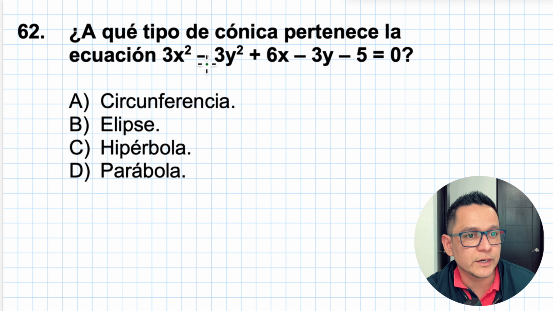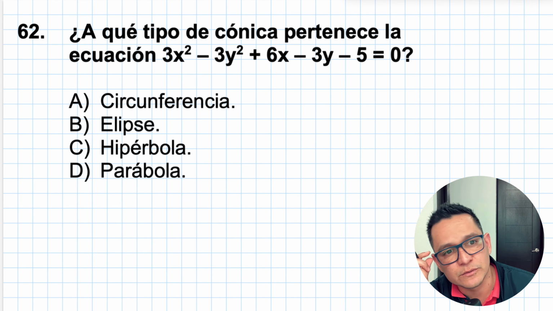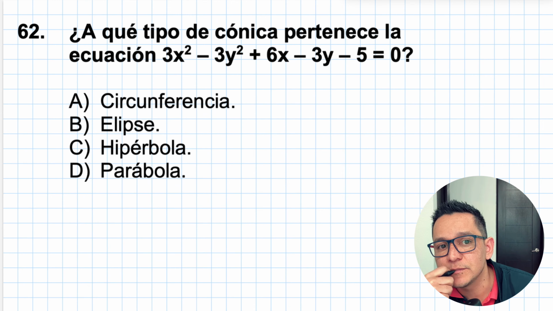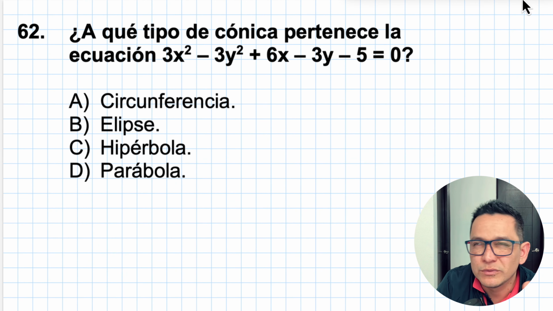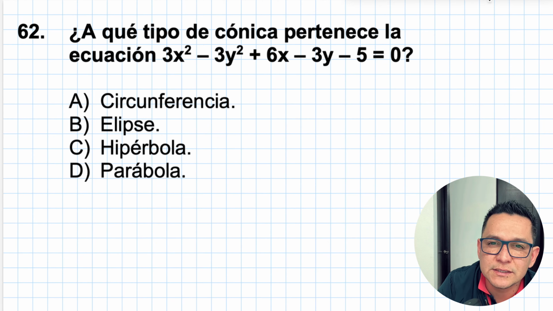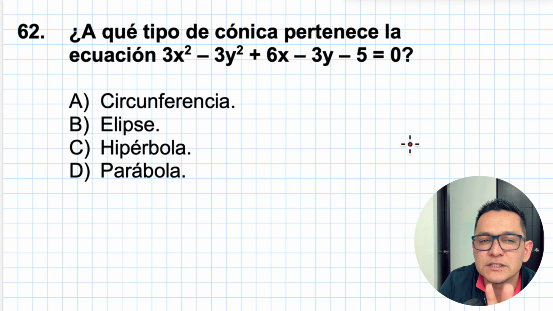And let's move on to the last exercise, which says, what type of conic does the equation belong to? 3x² − 3y² + 6x − 3y − 5 = 0. Actually, this is a question that, even though it's not theoretical, we do need some theoretical aspects to be able to solve it. And I'll tell you what I mean.